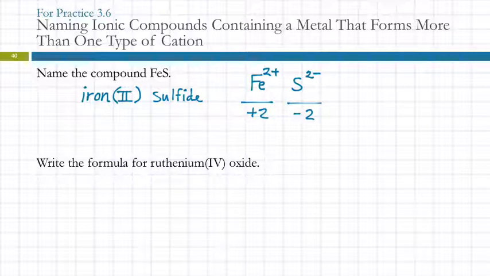Let's write the formula for ruthenium(IV) oxide. Well, ruthenium(IV), what's the formula for that ion? It's Ru.